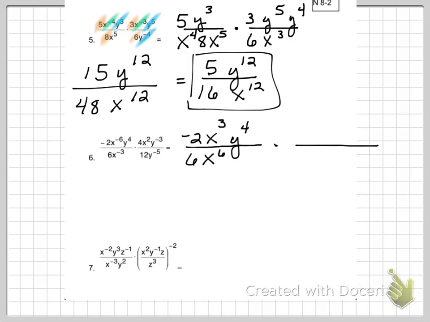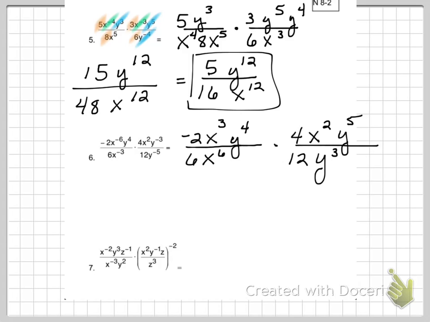Now, we have 4/12. Those don't have exponents on them. X squared stays where it is. Y cubed goes to the denominator and becomes y cubed. Y to the negative 3 becomes y to the positive 3. Y to the negative 5th goes to the numerator and becomes y to the positive 5.